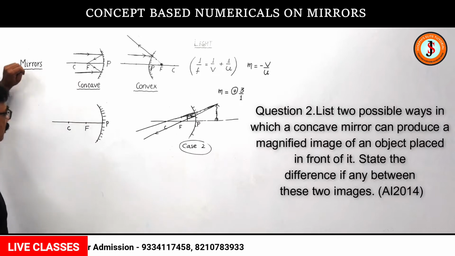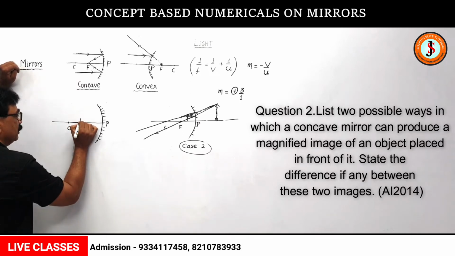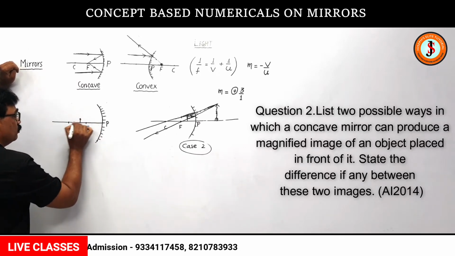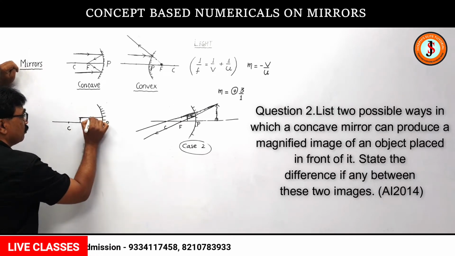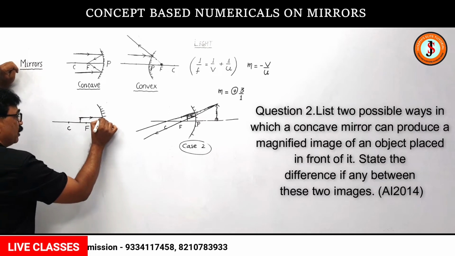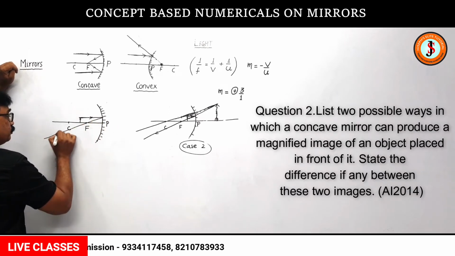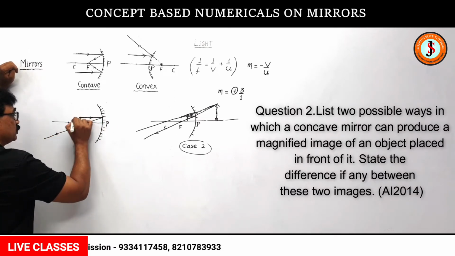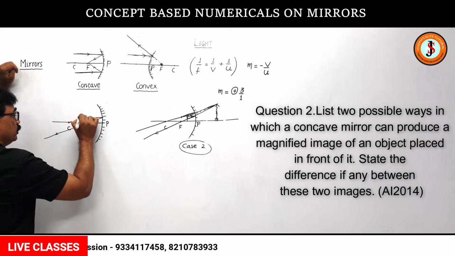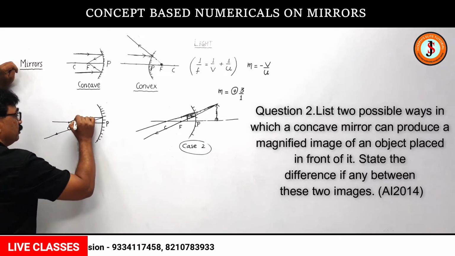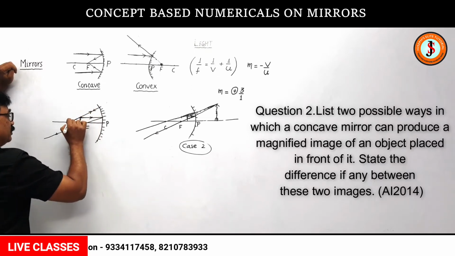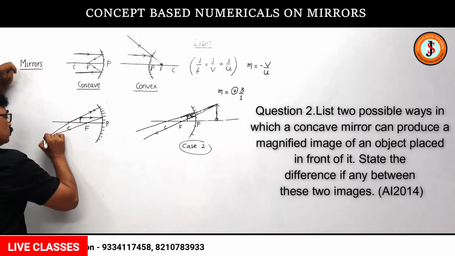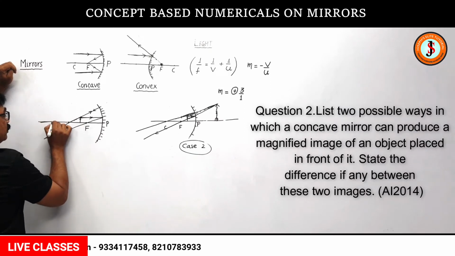So we are taking a concave mirror, and here is the case. The object is kept between focus and center of curvature. So what is happening? A ray comes, it is parallel and it goes this way. Another ray originates from the tip of the object, but it is in line with the center of curvature. So here we get the magnified image.